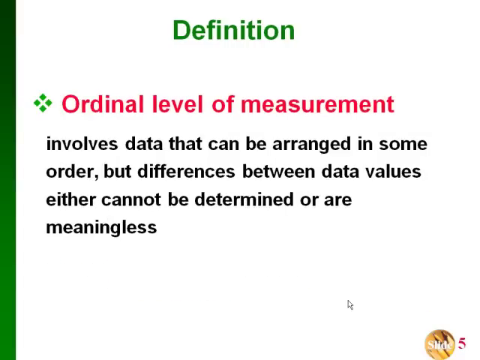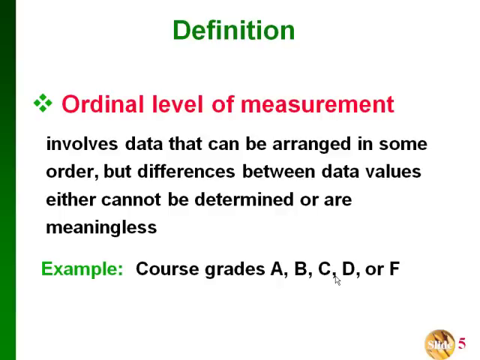Then we have the ordinal level of measurement. This can be and often is numerical so that it can be arranged into an order, but the differences between the data values either can't be determined or they don't have any meaning, so this still counts as qualitative data.